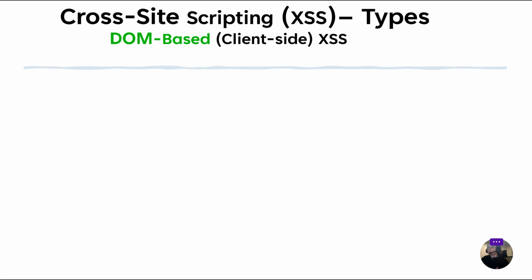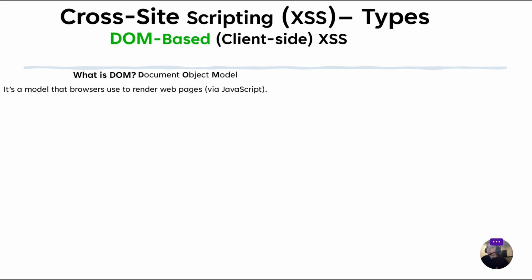All right, and next we move to the last category and type of cross-site scripting, DOM-based or client-side cross-site scripting. So first, we want to know what DOM is. DOM stands for Document Object Model. It's a model that browsers use to render web pages via JavaScript. So that's why we use it. It's a programming interface or API for web documents such as HTML and XML.